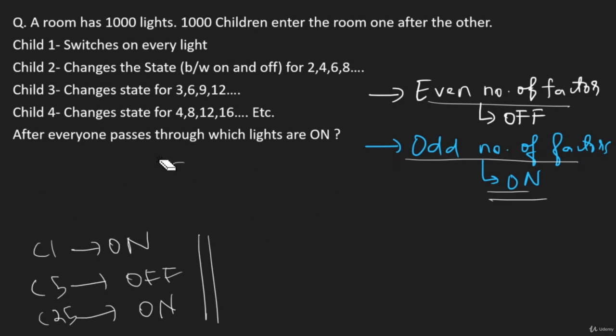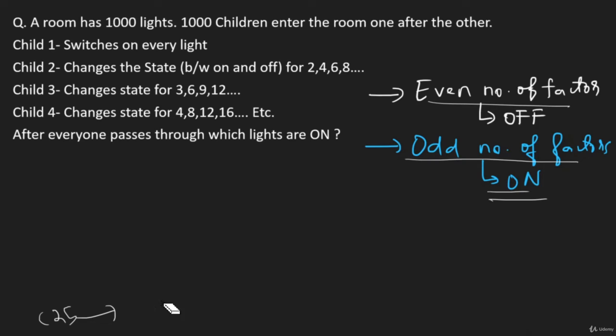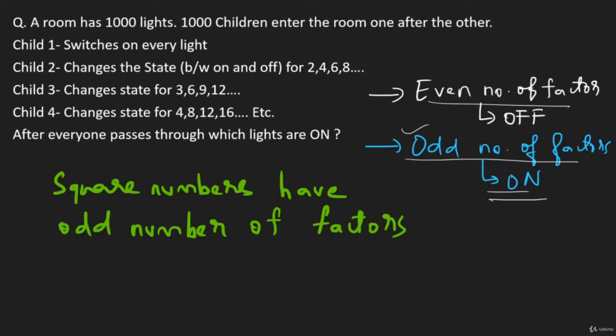So far we have learned that lamps which have a number which has an even number of factors will be off at the end of this process, and lamps which have a number which has an odd number of factors will remain on after all the 1000 children have passed through the room, right? Now which are the numbers that have an odd number of factors? We have seen that square numbers have odd number of factors, right? Square numbers have odd number of factors.